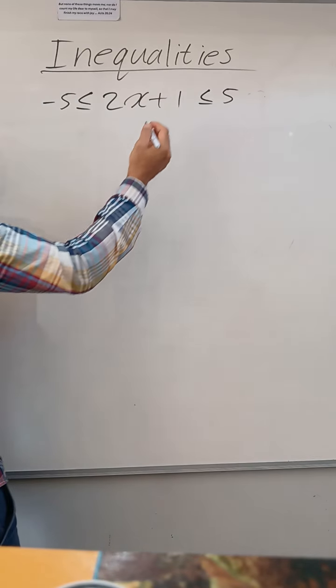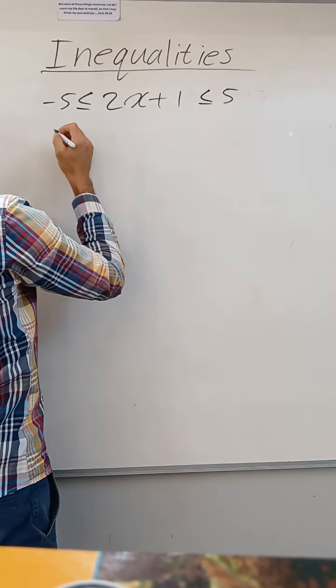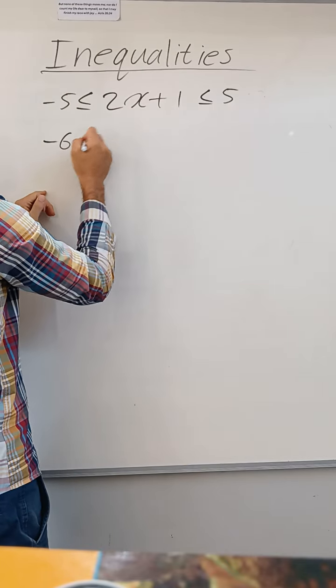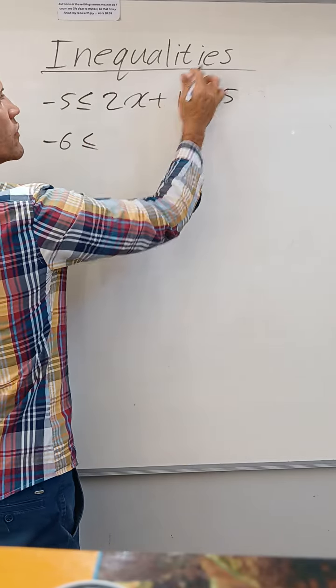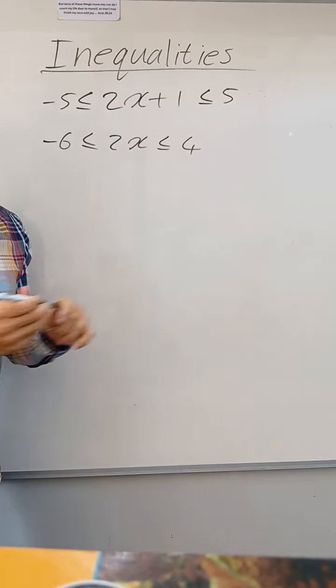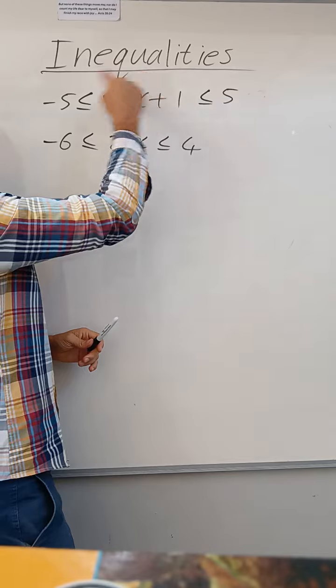First thing, take the 1 over to both sides. So it's negative 5 minus 1 is negative 6. 5 minus 1 is 4. Okay, so that's the first thing. Take the 1 over to both sides.